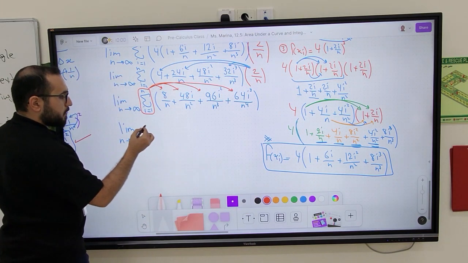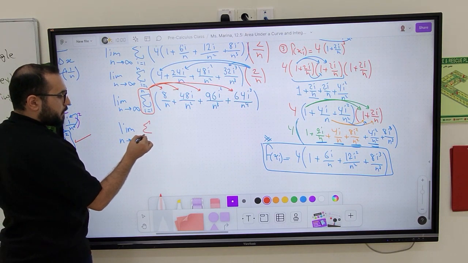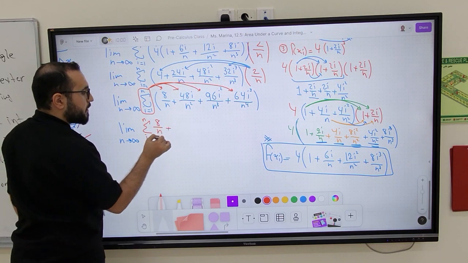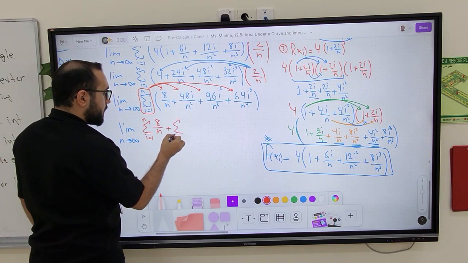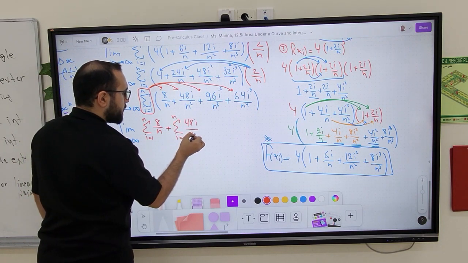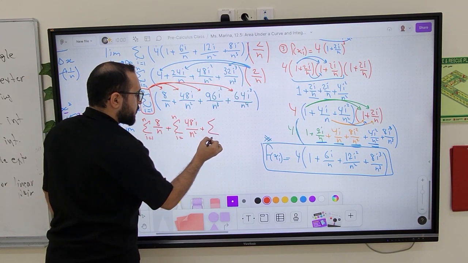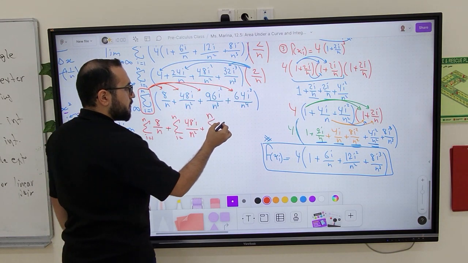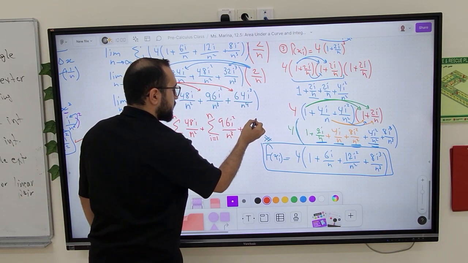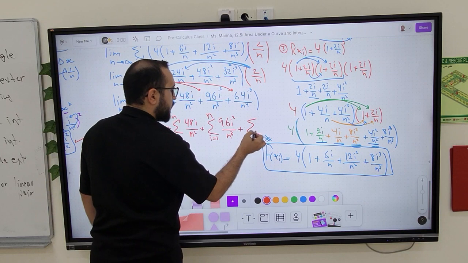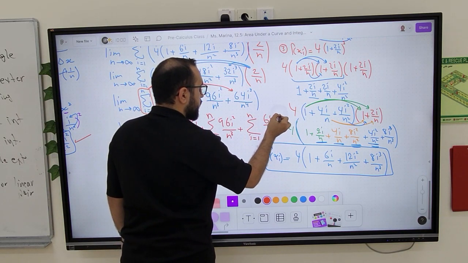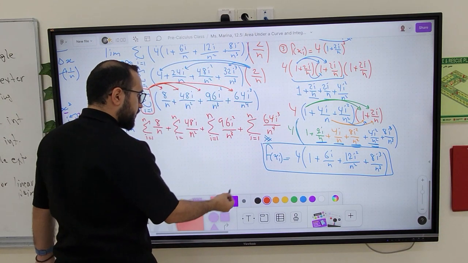So first thing, Riemann sum i equals 1 to n for 8 over n, plus Riemann sum i equals 1 to n of 48 i over n squared, plus summation i equals 1 to n of 96 i squared over n cubed, plus summation i equals 1 to n of 64 over n to the power of 4 i cubed. Okay, let me erase this.